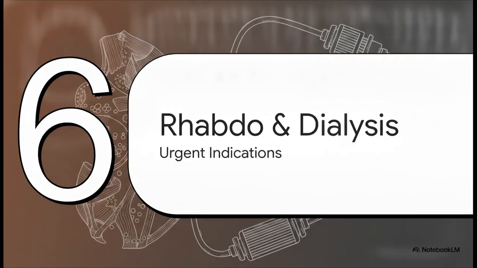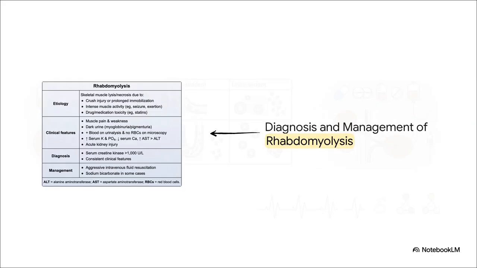Section 6. Rhabdomyolysis and dialysis indications. Let's look at one of the most dangerous causes of intrinsic renal failure, pigment nephropathy from rhabdomyolysis, and exactly when you need to initiate dialysis. Rhabdomyolysis is the lysis and necrosis of skeletal muscle.